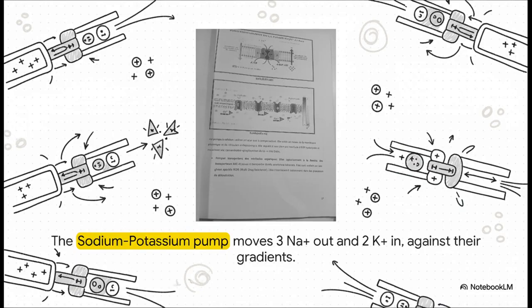The most famous example of this is the sodium-potassium pump. This little machine is a workhorse running nonstop in almost every single one of your cells. It's the reason your nerves can fire and your muscles can move. For every bit of ATP energy it uses, it shoves 3 sodium ions out of the cell and drags 2 potassium ions in, both of them completely against their will, against the direction they'd naturally flow.